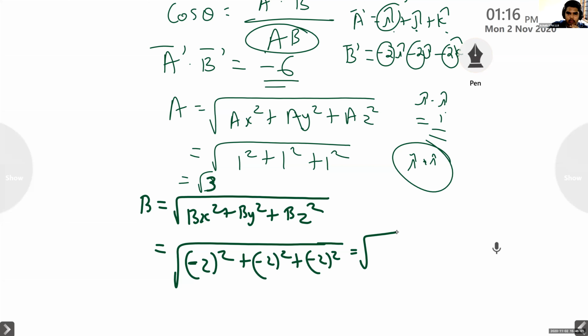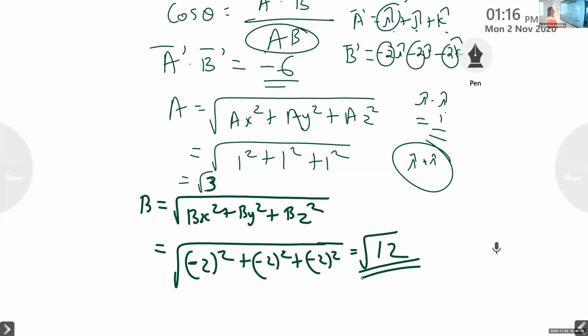Root 12. Only one person has given the answer. What about the others? I'm not telling you that what you are doing is not good, but others are just waiting for your answer, I think. Others also should tell. Okay, 12. So we got A, we got B.